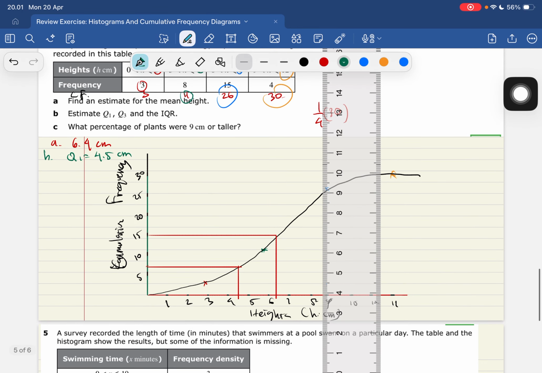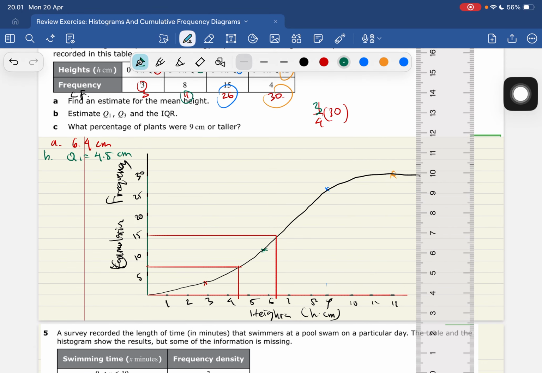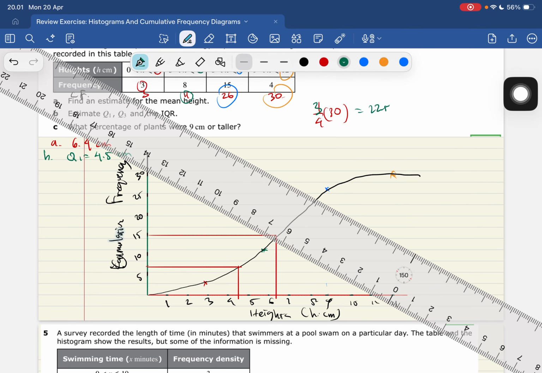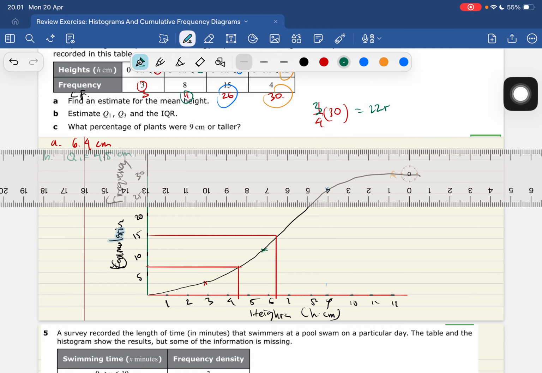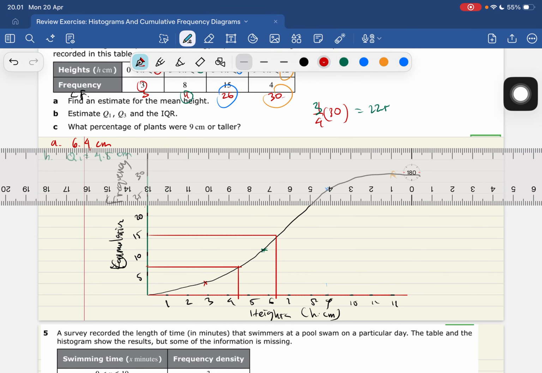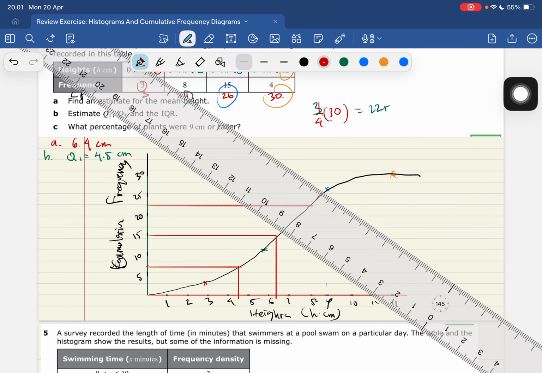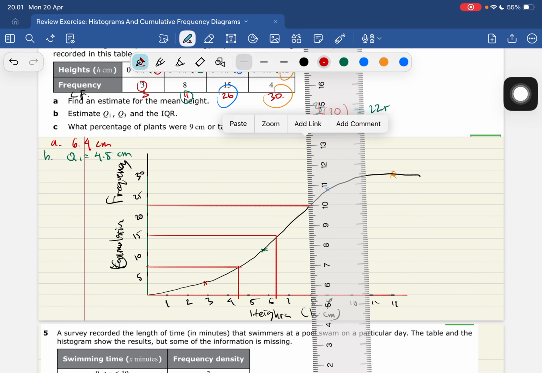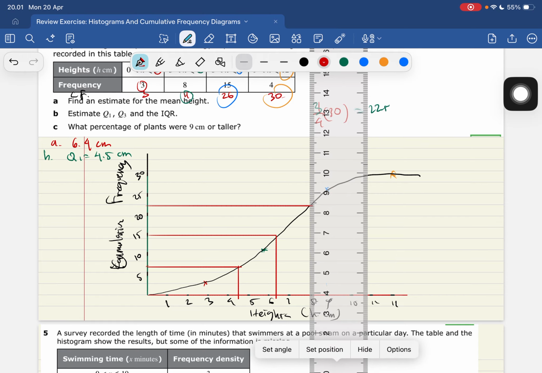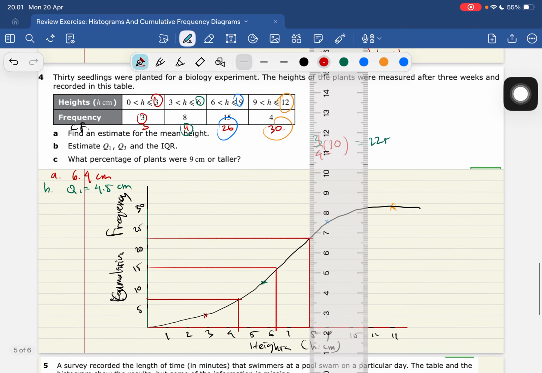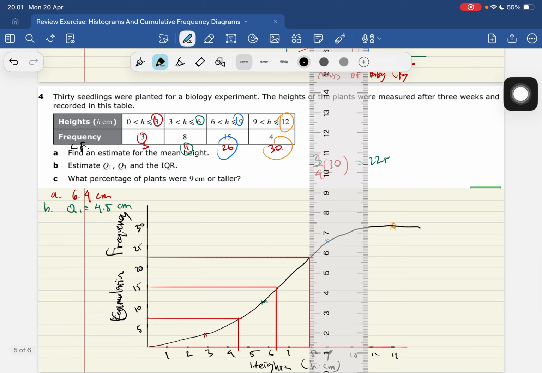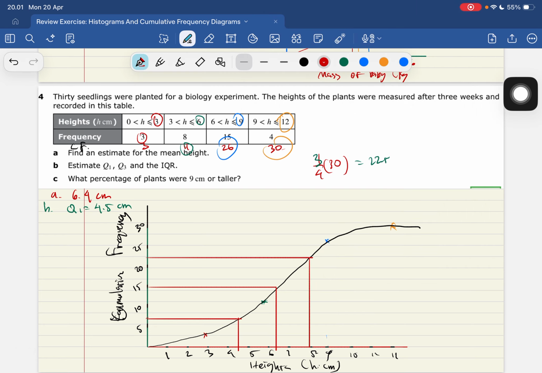About Q3, so it's 3/4 of 30. So it's 22.5. So 22.5 is here. We draw the straight line and going down here to 8. So the quartile 3, or we can say the upper quartile, is 8 centimeter.